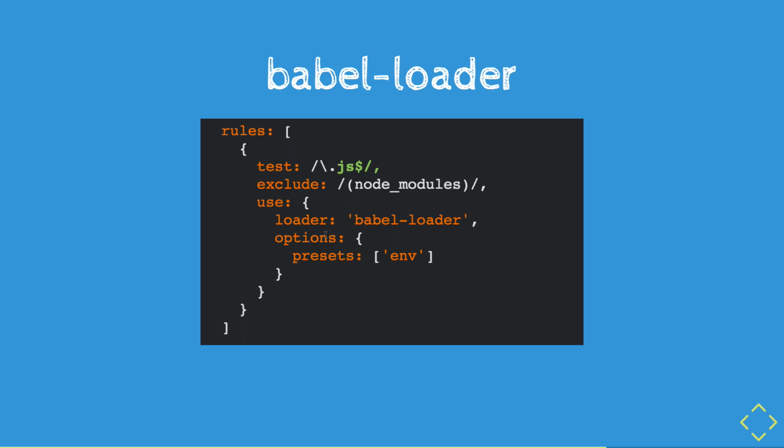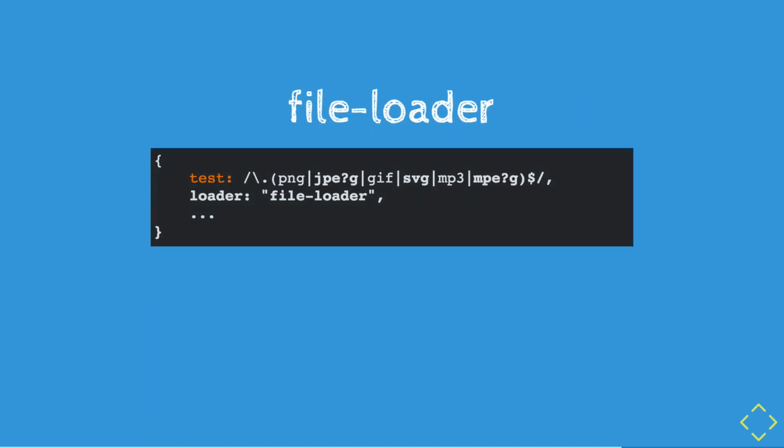Okay, so let's do another one. The file loader config. The test is a little bit more complicated. We're picking up basically all image types and MPEG on the end. And then we're telling it the loader to use when that rule matches, so the file loader. And then I just left off some config there. Any questions? Any more on loaders? Well, so let's talk about the file loader a little bit more. The file loader does two things.